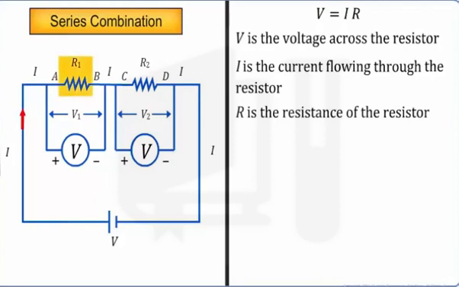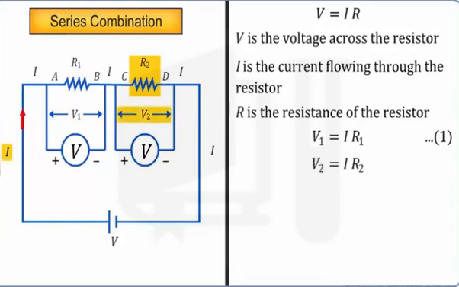Applying Ohm's law to resistor 1, the potential difference across R1 is denoted by the equation V1 is equal to I into R1. Let this be equation 1. The potential difference across R2 is denoted by the equation V2 is equal to I into R2. Let this be equation 2. The potential difference V across A and D, that is, the series combination, can be written as V is equal to V1 plus V2. Let this be equation 3.